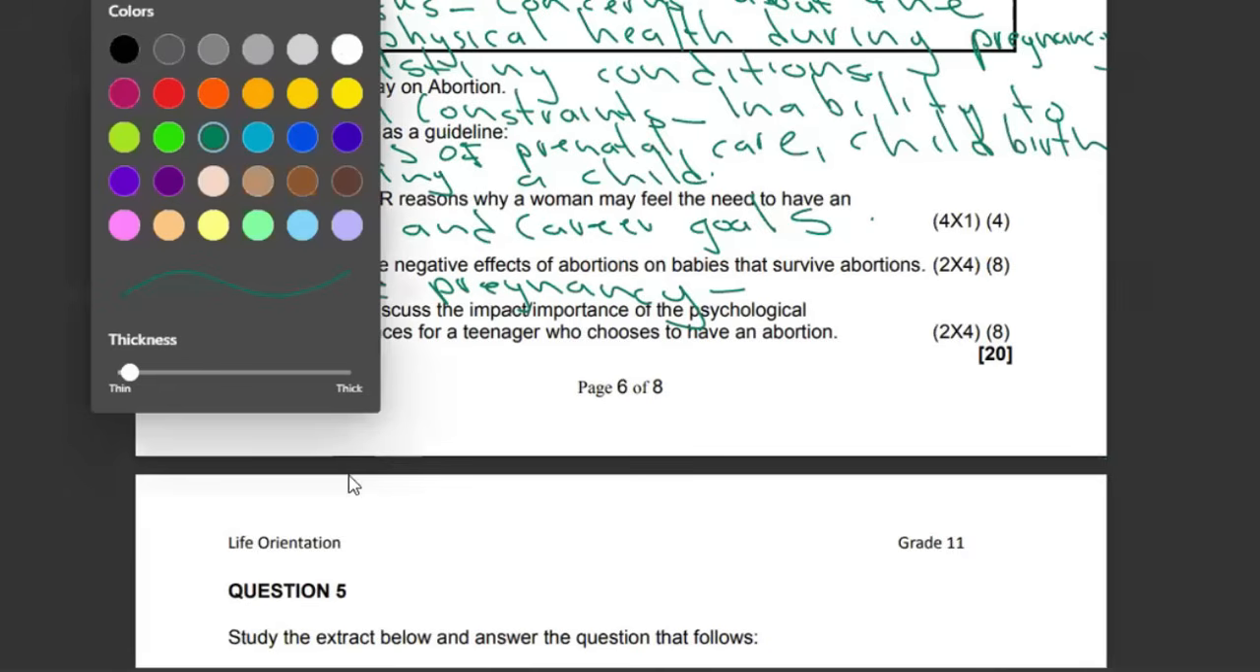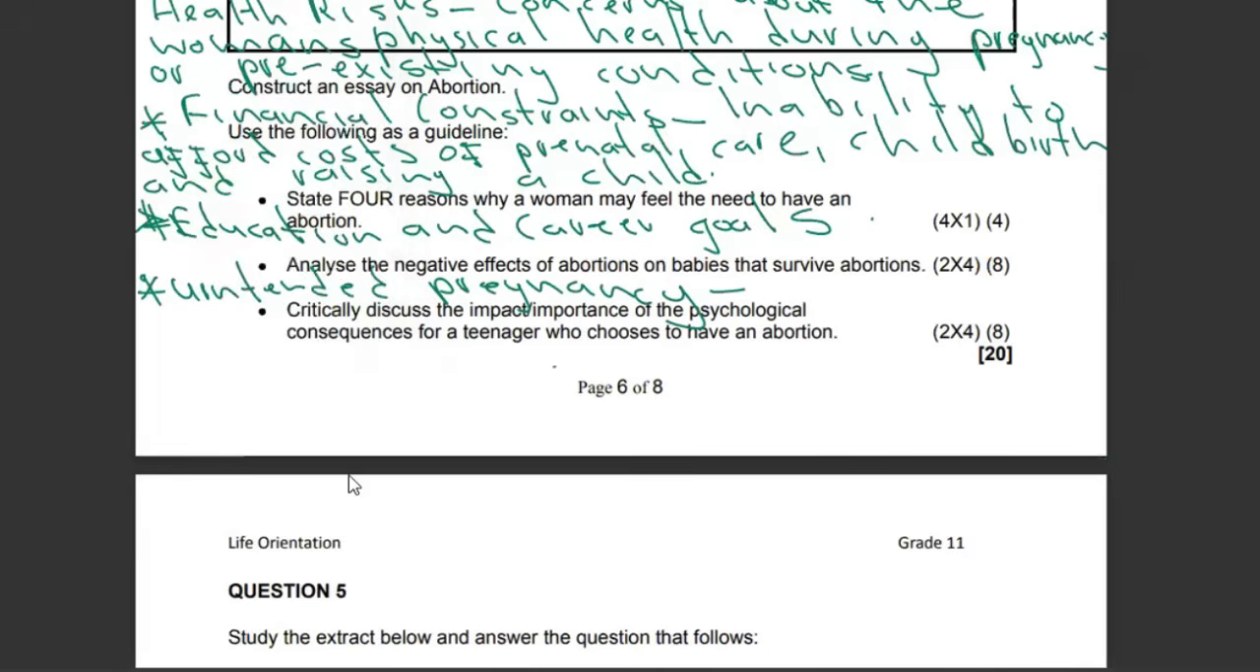Now, going straight to the second bullet, we have done this one. Analyze the negative effects of abortions on babies that survive abortions. The negative impact on babies that survive abortion. So the first thing is that it can result in physical health complications.